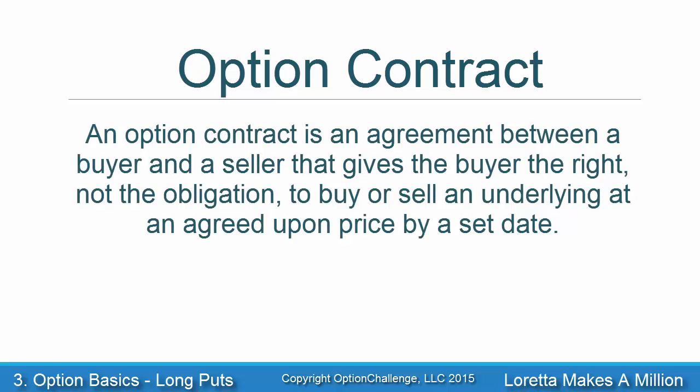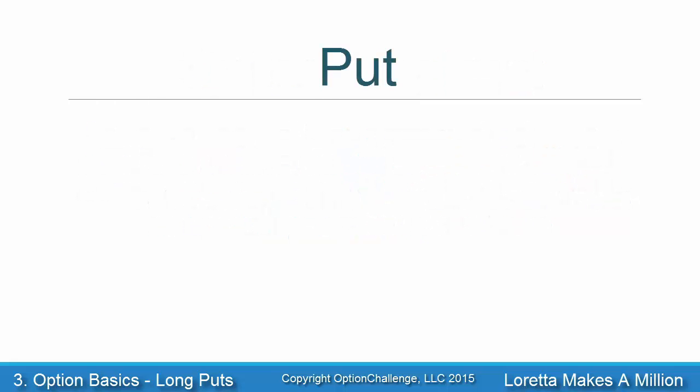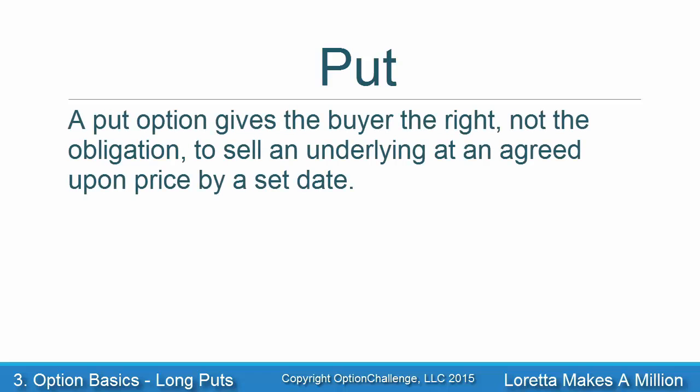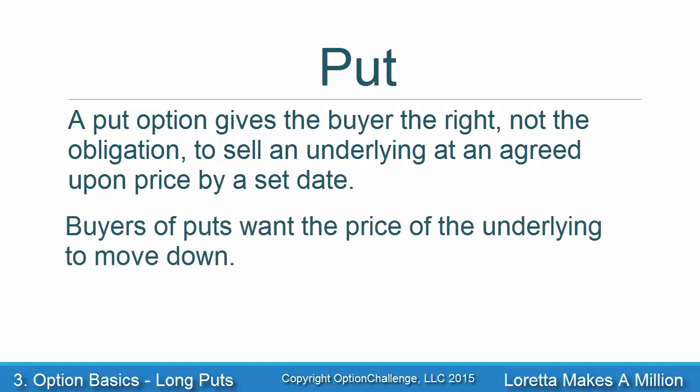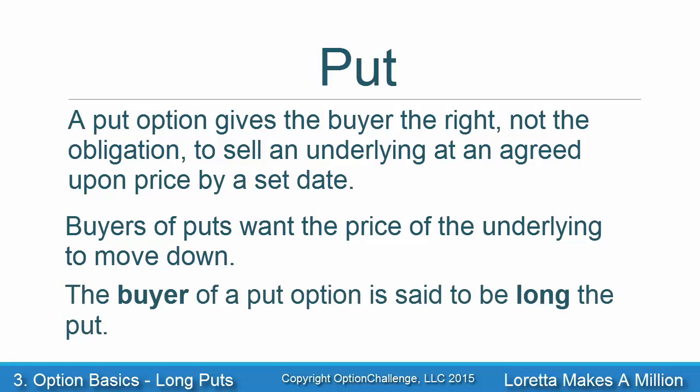An option contract is an agreement between a buyer and a seller that gives the buyer of the option the right, not the obligation, to buy or sell an underlying at an agreed upon price by a set date. What is a put option? A put option gives the buyer the right, not the obligation, to sell an underlying at an agreed upon price by a set date. Buyers of puts want the price of the underlying to move down. The buyer of a put option is said to be long the put.